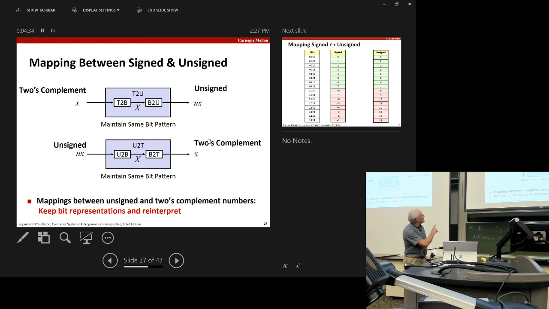So the idea is, logically what we can think of is, we're going to take a number that's potentially negative and morph it into one that's definitely not negative. But the rule we're going to follow is basically to keep the bits the same and really just change the numerical value associated with it. And the same is true in the reverse direction.